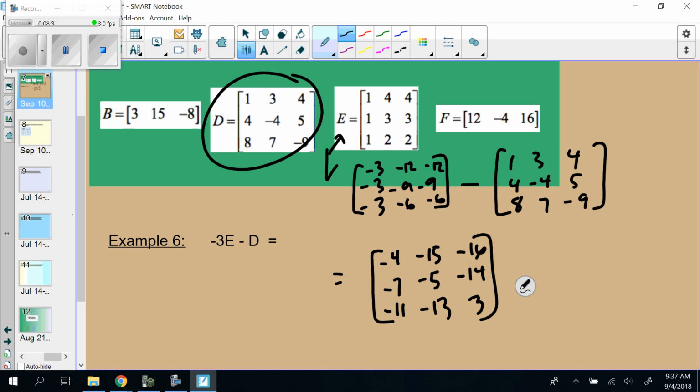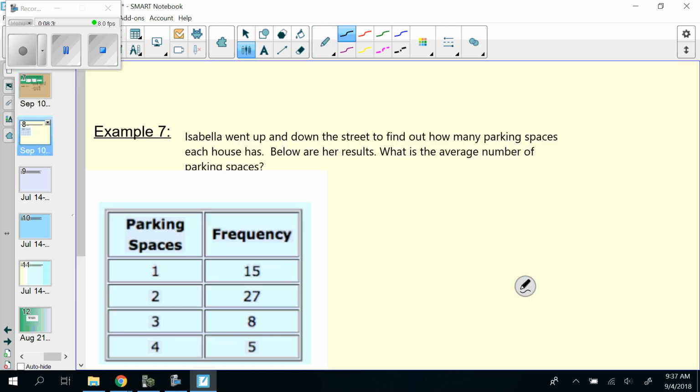All right. The other thing we're going to look at in this lesson is averages and weighted averages. So in this example, we have this table, or it's kind of like a matrix of values of data. And it says Isabel went up and down the street to find out how many parking spaces each house has. Below are her results. What's the average number of parking spaces?